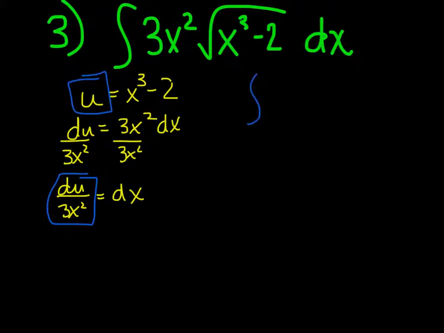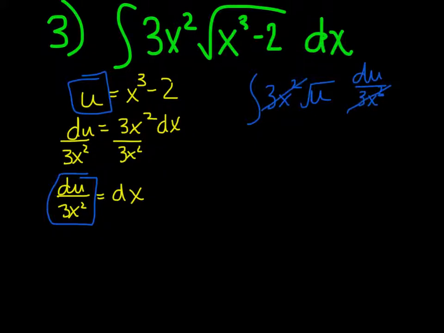We'll have the integral of 3x squared, the square root of, remember x to the 3rd minus 2 is really u. And then instead of dx, we're going to have du over 3x squared. All right, so we're going to clean that up so that our integral is in terms only of u. And how do we do that? Well, if you look here, you have this 3x squared, and then you have divided by 3x squared. So those are going to cancel.